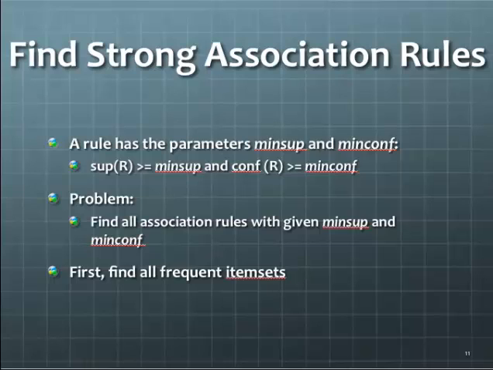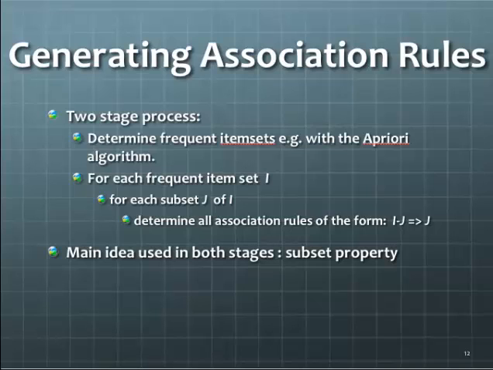As we discussed before, the first step is to find all frequent item sets. So usually we have two steps in generating the association rules. The first step is to find the frequent item sets. The objective of this step is to find all the item sets that satisfy the minimum support threshold. These item sets are called frequent item sets.